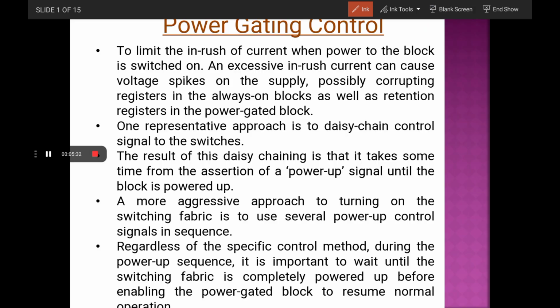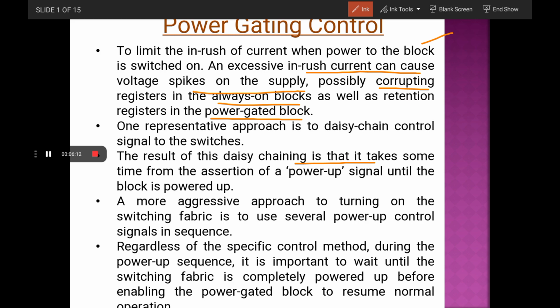Inrush current limits the current when the power block is switched on. An excessive inrush current also causes voltage spikes on the supply. It also corrupts the registers in the always-on block as well as the retention registers in the power gate. That we already discussed. For that purpose we follow the daisy chain method, which is one technique. With the daisy chain method, the power signal is delayed to a certain extent until the corresponding device is in the on condition. That is the basic principle of the daisy chain.